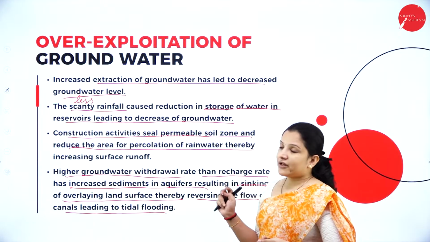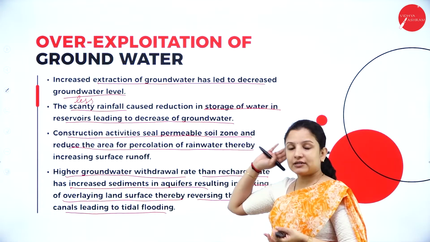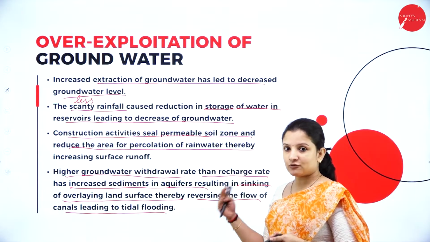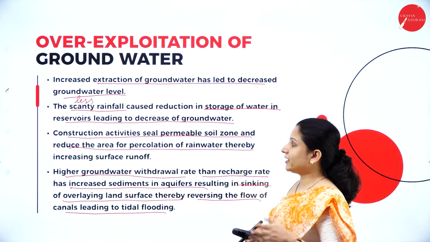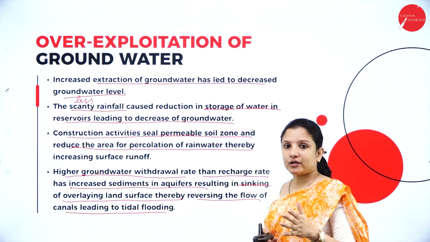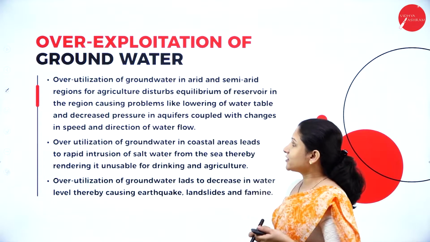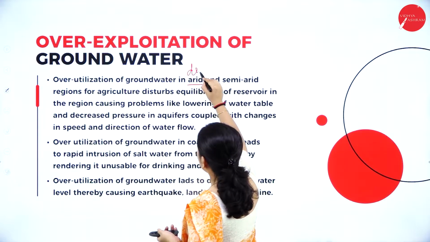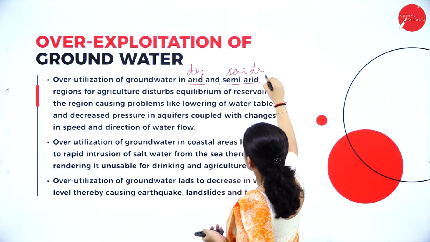So these are the various factors or reasons for overexploitation of groundwater as well as surface water. This can also be a 10-mark question, wherein if you write at least 10 points, you can get marks easily. Next is overutilization of groundwater in arid, that is dry, and semi-dry areas.